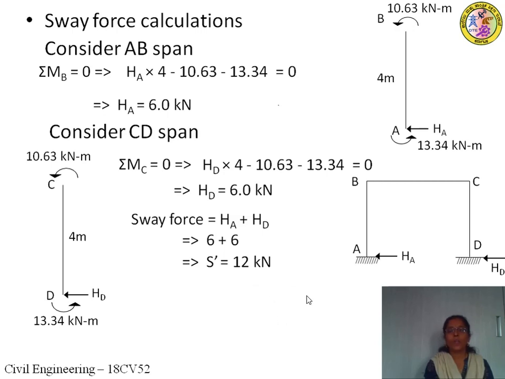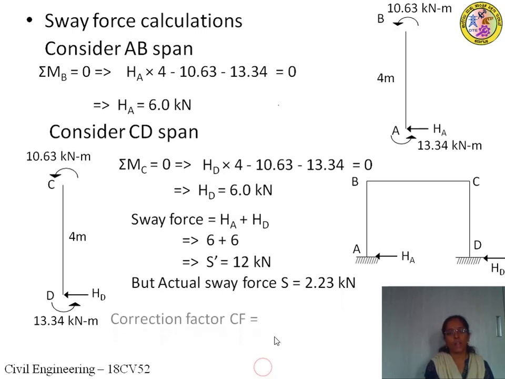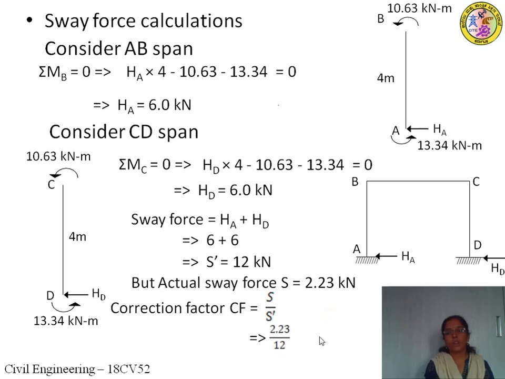But actually how much is the sway force? It is 2.23 kilonewton, okay. So therefore we have to apply a correction factor, okay. So what is the correction factor? It is the ratio of actual sway force S to this assumed sway force S dash. So it is the ratio of S to S dash, which is given by 2.23 divided by 12, which is equal to 0.186. So in this problem it is 0.186.